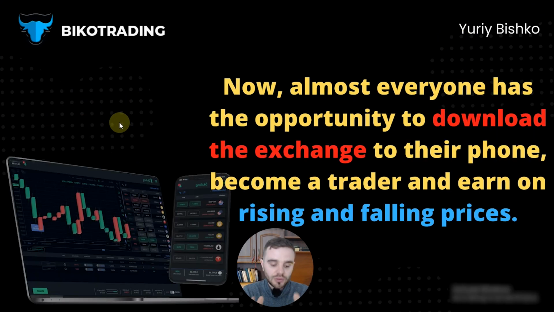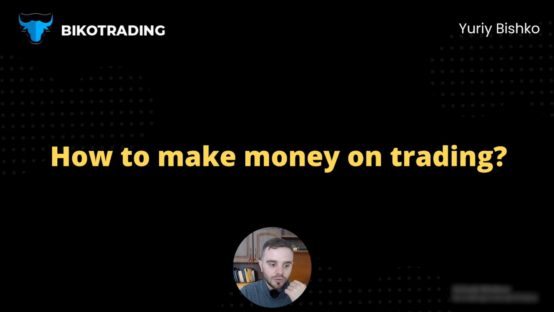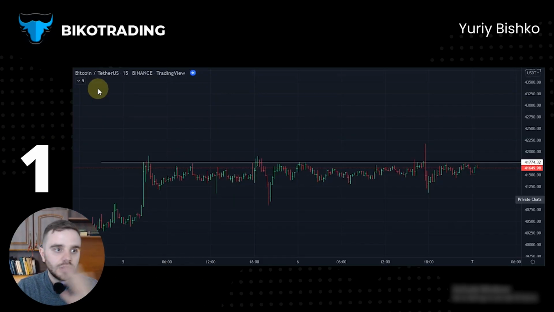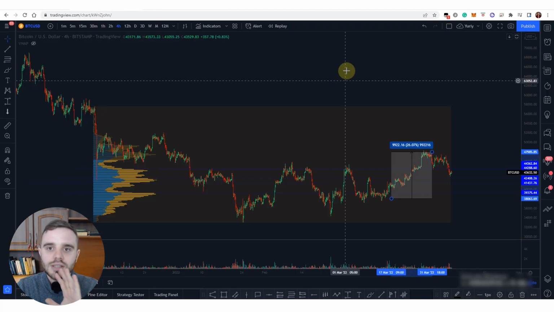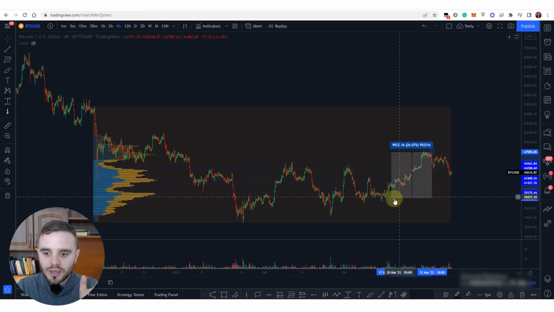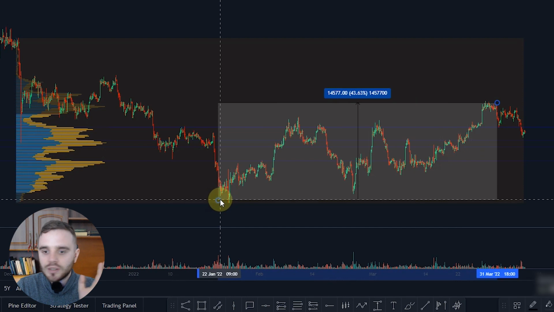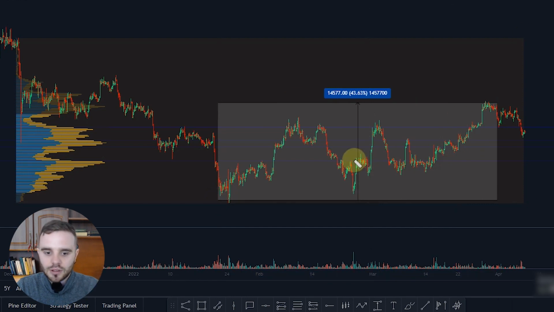Nowadays, every person has access to different platforms like Binance, Coinbase, Robinhood, and Interactive Brokers, where you can trade different assets. And how do we make money on trading? It's really simple. You buy cheaper and sell higher, or there's also a way to make money while the price is dropping. First example, imagine you bought one Bitcoin at this price.